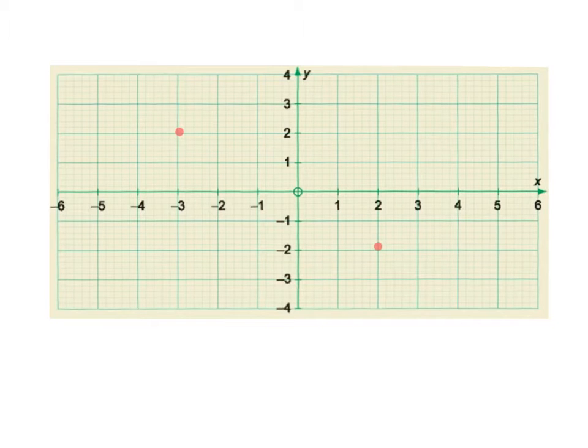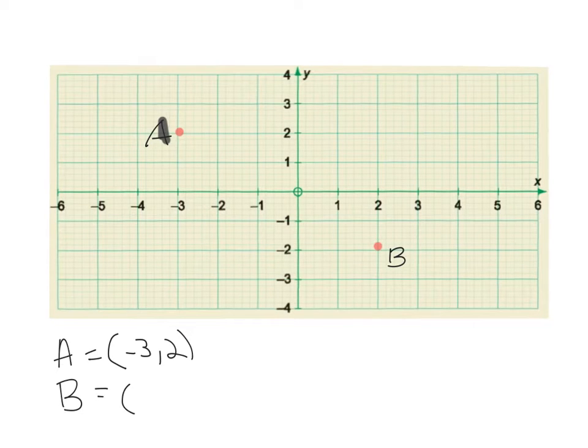So I'm going to call the first coordinate point A. And A is the point, or the coordinate, -3, 2. And I'm going to call the second coordinate, this one here, B. And B is the point 2 and -2. So again, I go along as far as 2, down as far as -2.